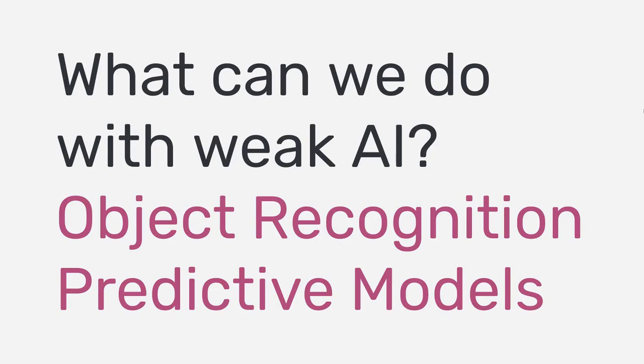Weak AI, the things we can do with it, you can think of in two general categories: object recognition and predictive models. Object recognition is what it sounds like. You're recognizing stuff. You're recognizing a picture of a cat, or you're recognizing words from a human voice. In GIS terms, you can think of that as like looking at aerial photography and determining where's the rutabaga crop or where's the building footprint, things like that.